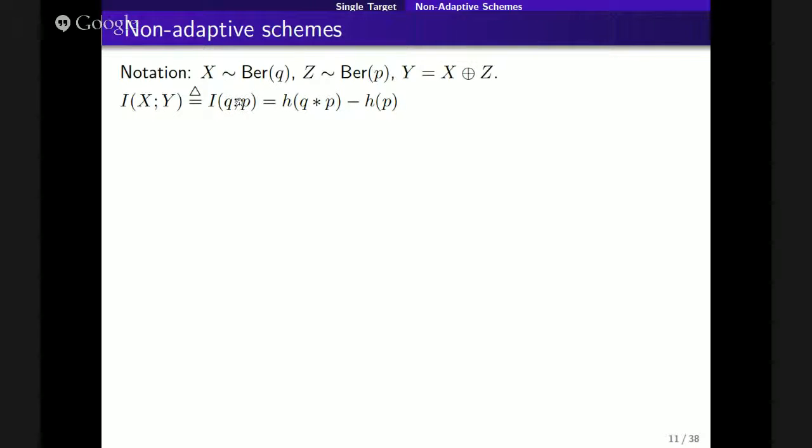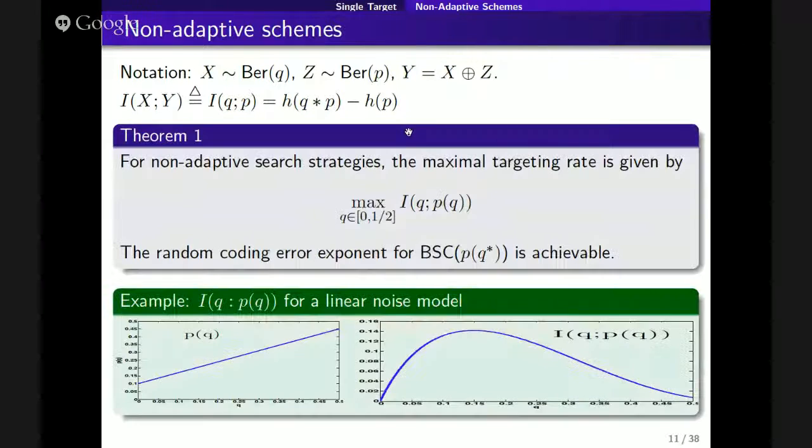Just to say that this expression, of course, is known, right? In the binary case, the mutual information is just given by this expression. So there's nothing new here. And here's the first theorem we have. It states that for non-adaptive search strategies, the maximal targeting rate is given by this maximization problem here. And we can achieve the random coding exponent for the channel governed by this Q star.